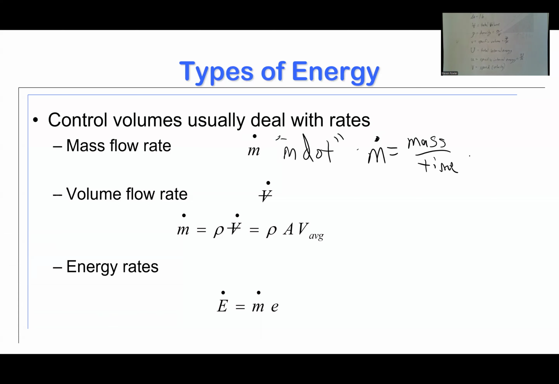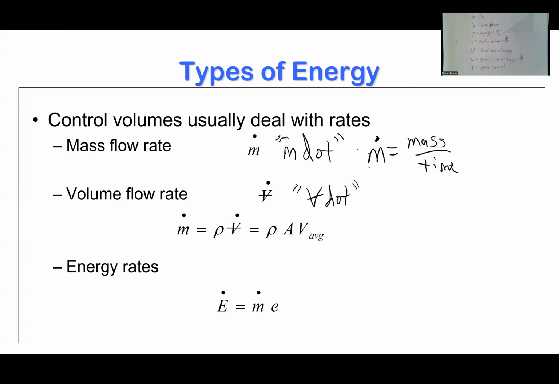If I have a control volume, I might want to know how fast mass is flowing through it, either into or out of that system. So I need to be able to measure the rate at which mass is flowing through. Now, if I put V with a dot above it, we read that as V dot. That is volume per time. V dot represents the rate at which volume is flowing through a system.